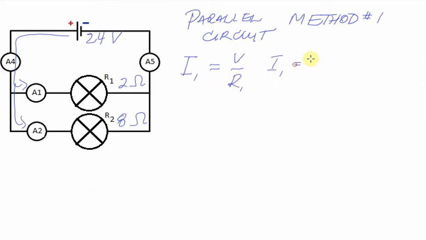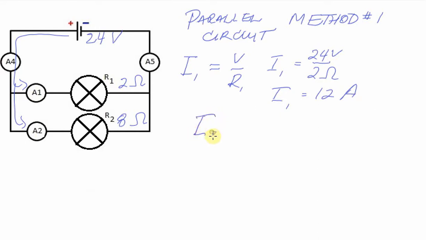I1 is equal to, well, since it's a parallel circuit and the voltage source is 24 volts, I know the drop across R1 must be 24 volts. Divide that by the resistance, and I1 is equal to 12 amps.